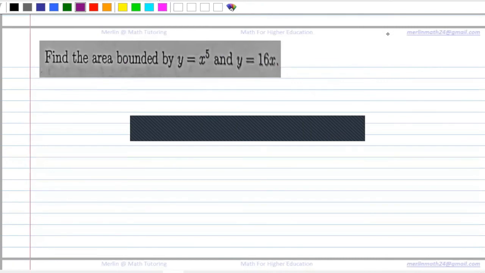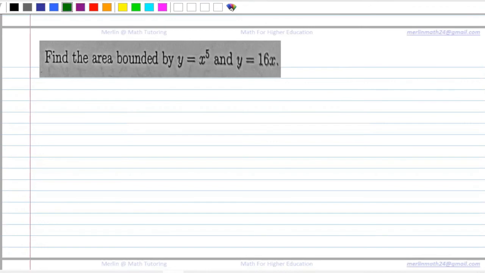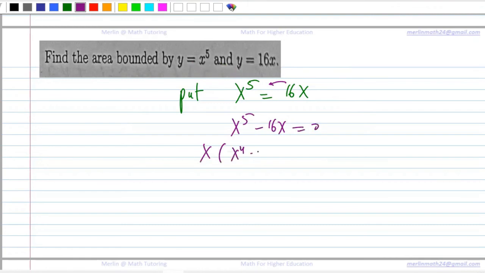Okay, so you find the area bounded by. We said here there's no interval given, so you want to get the intersection always. Your starting step would be to put those equal to get your common points. Okay, so x to the 5 equals 16x. You want to solve for x, you collect those on one side, and take a common factor. Now, how many values do I get? So be careful. x to the 4 minus 16. There are two ways. Either you factor it or you solve it the way it is. In both cases, you should get the proper answer.